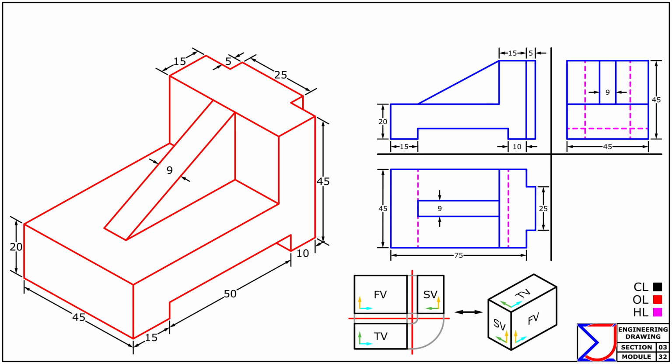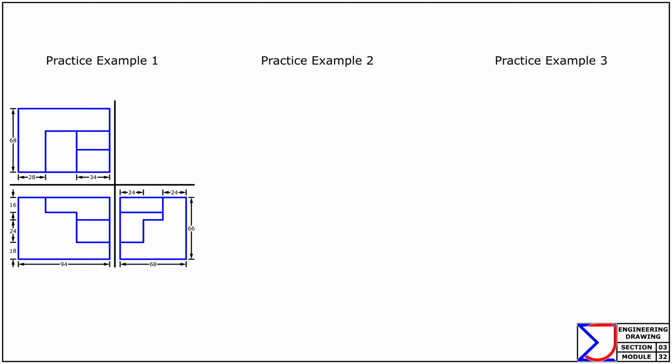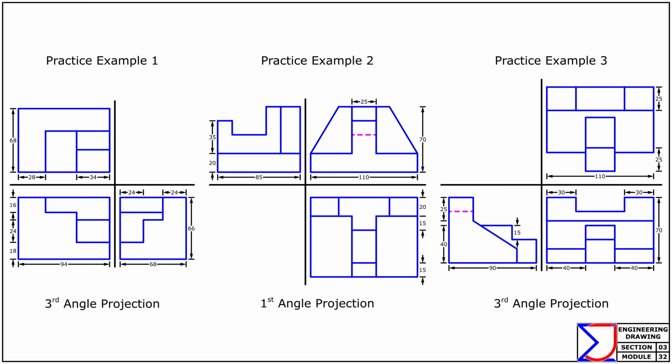This concludes the module. Before we wrap up, let's explore a few similar 2D orthographic views. You can now confidently convert these into isometric views on your own and cross-check your results with the solutions provided in the next module.